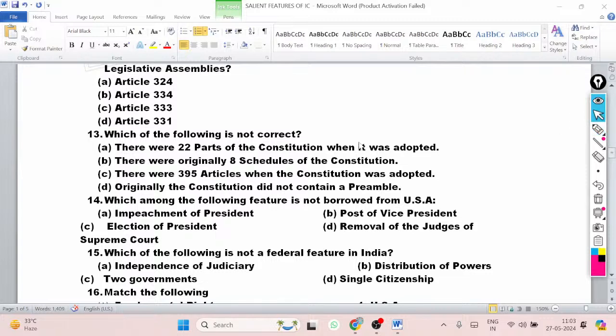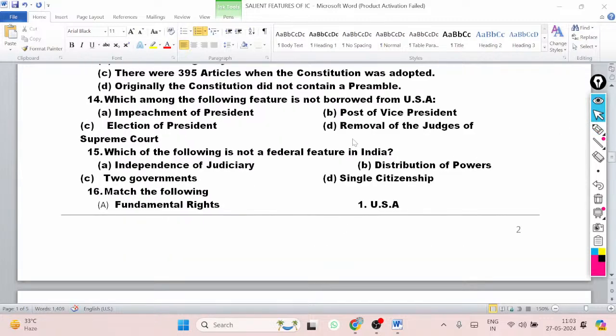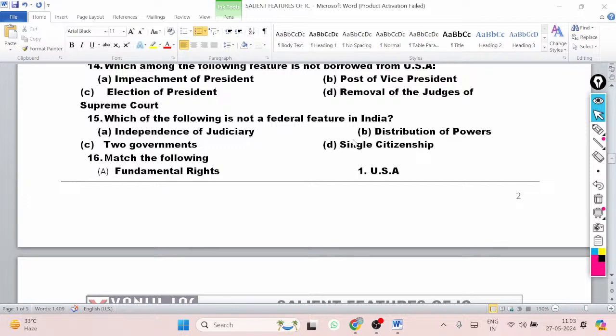And then question number 15. Which of the following is not a federal feature in the Indian Constitution? Independence of judiciary is a federal provision. Distribution of power is there. Single constitutional citizenship is not a feature of federation. Rather, it is the feature of the unitary government. But India has single citizenship, so we are not a purely federal country. That is D.